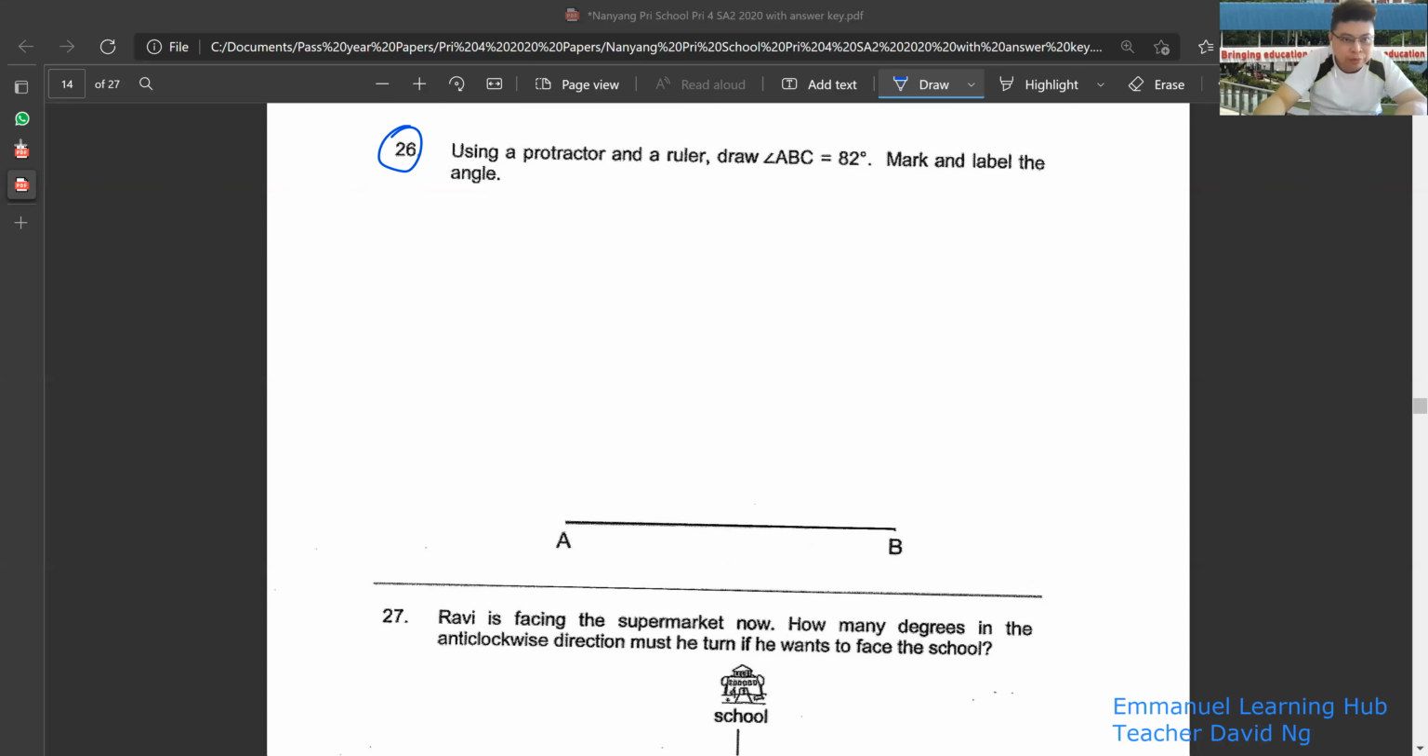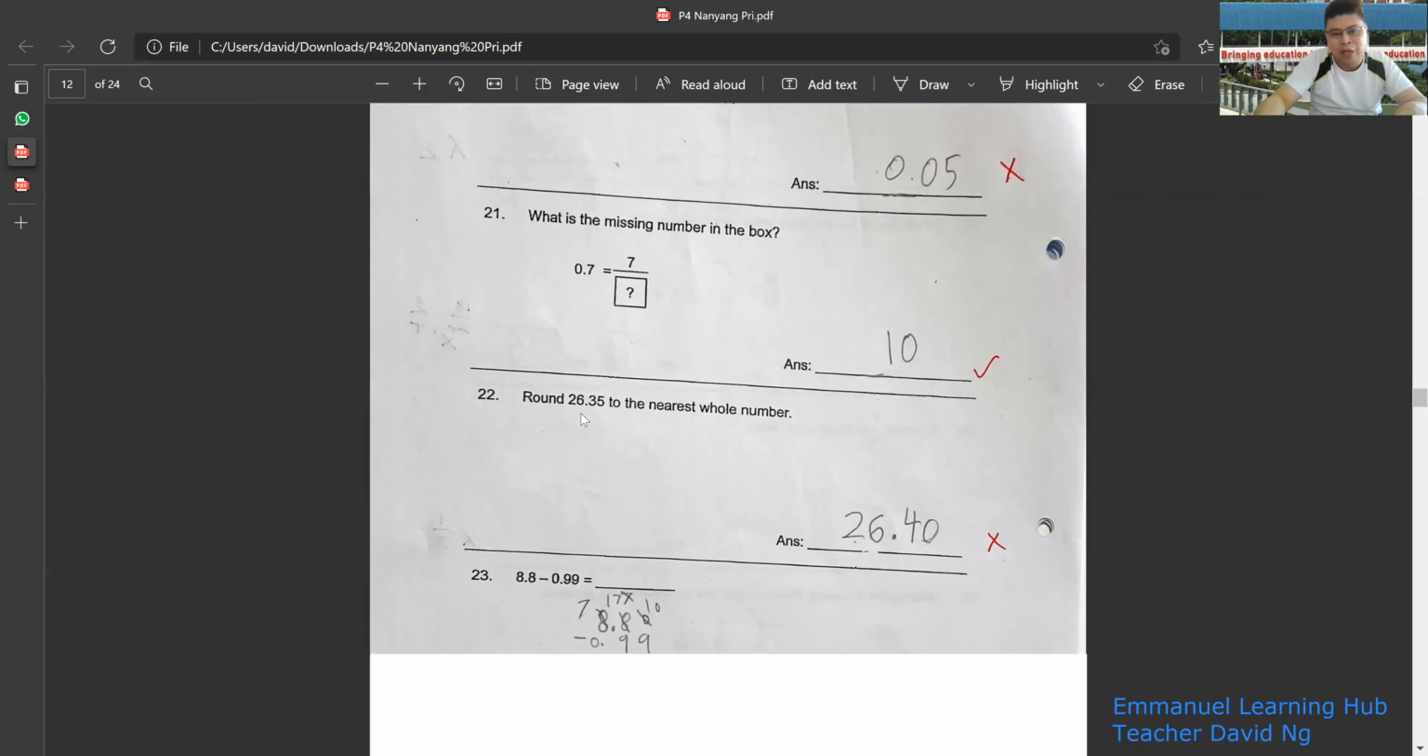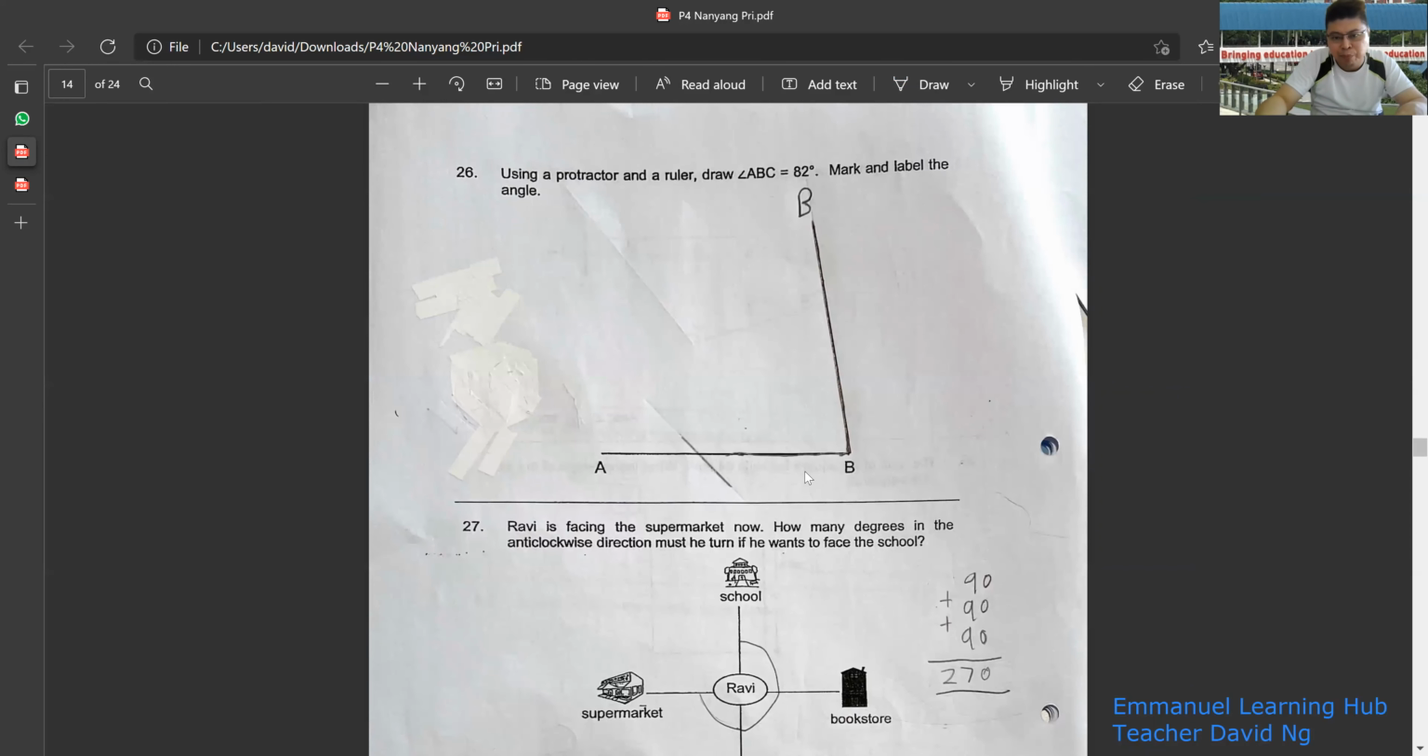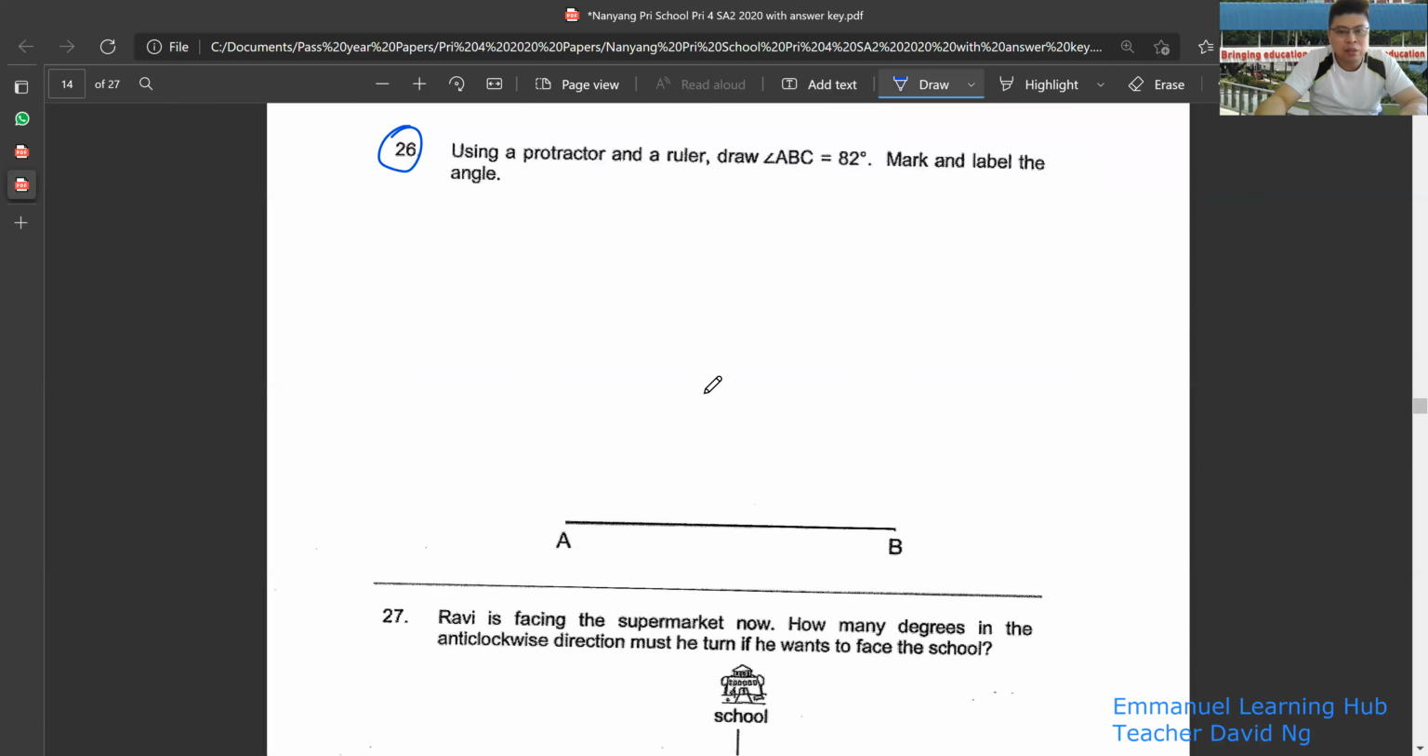I think you got it wrong. I look at your solution, it's wrong. It's not A, B, B. It's A, B, C. Here must be C. Understand? Okay. So your C will be somewhere here.